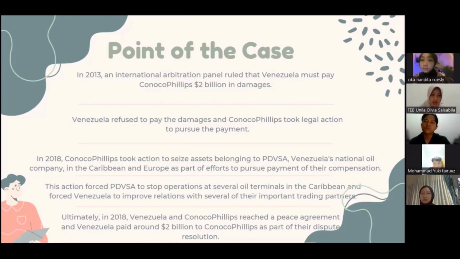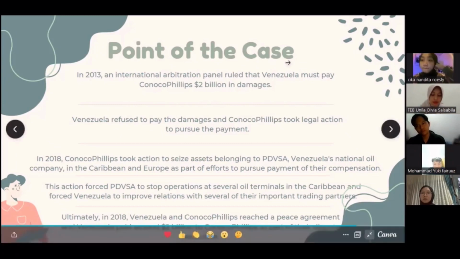ConocoPhillips took action to seize assets belonging to PDVSA, Venezuela's national oil company, in the Caribbean and Europe as part of the effort to pursue their redress payment. This forced PDVSA to halt operations at several oil terminals in the Caribbean and forced Venezuela to improve relations with some of its important trading partners.